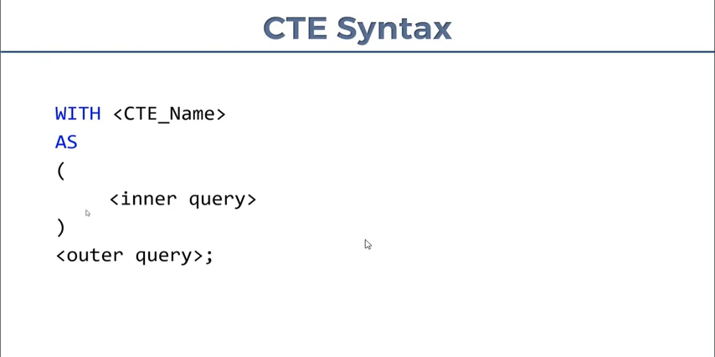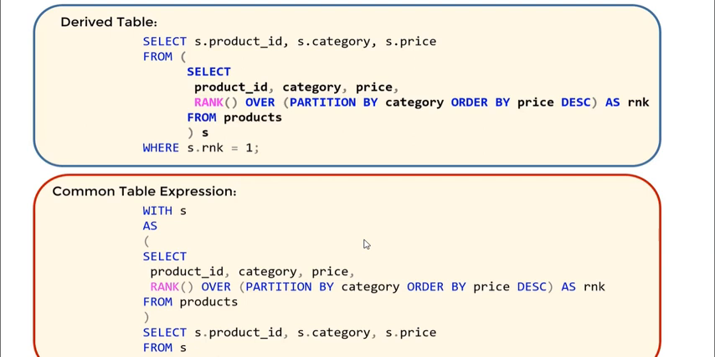It's like a statement. So this is our subquery here. Then after the parentheses we have the outer query. This is our outer select statement, and this is where we typically will select from the common table, right? Okay, let's look at a derived table query next to an equivalent common table expression.